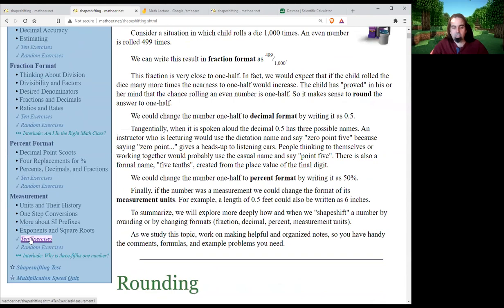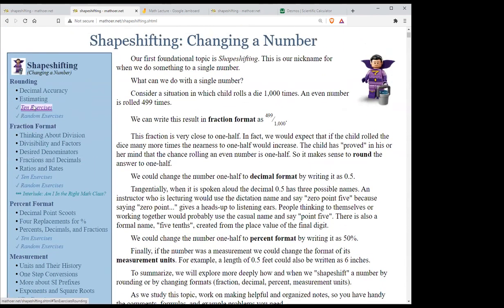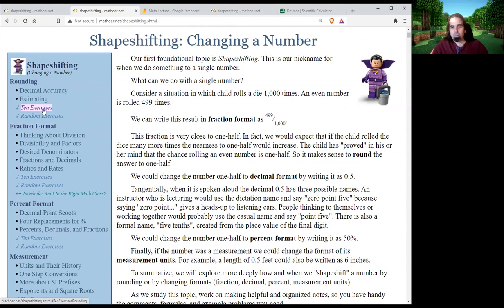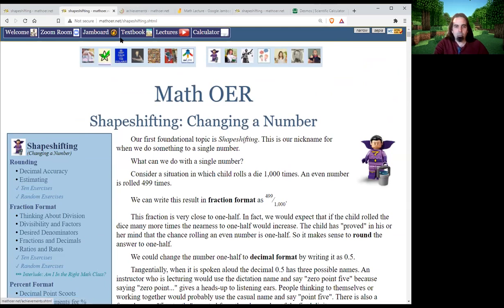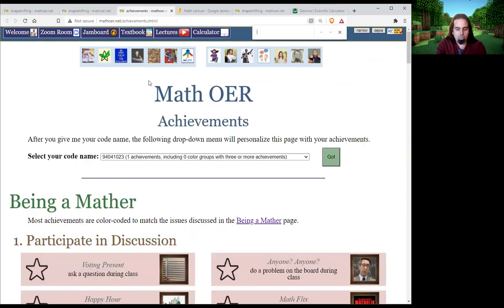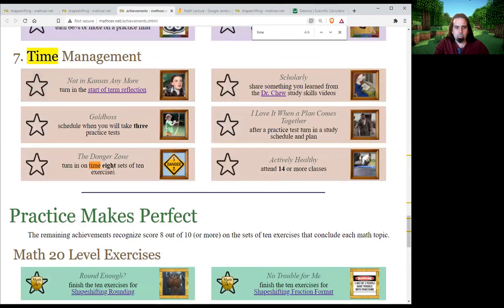Should we look at the 10 exercises on measurement? Is that a good thing to do next? Yeah. Okay, it's actually not. I'm tricking you. So rounding was due today. It doesn't mean don't turn it in if you don't have it done, because the only thing that having it done on time was, turning in 8 sets of 10 exercises on time is an achievement named the danger zone.